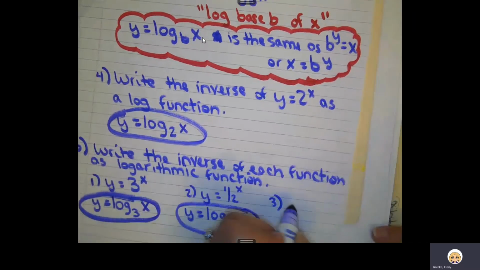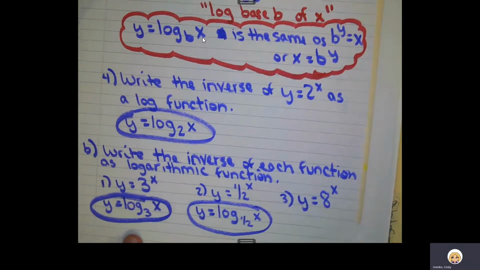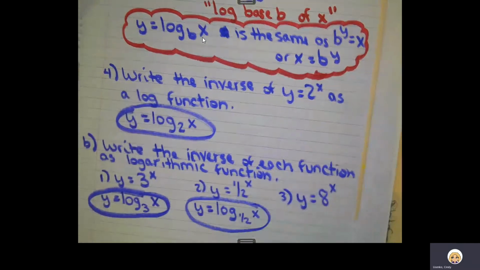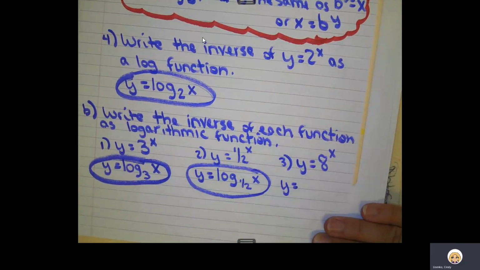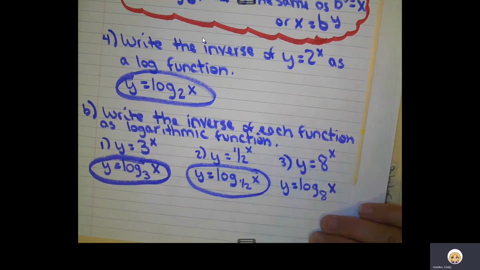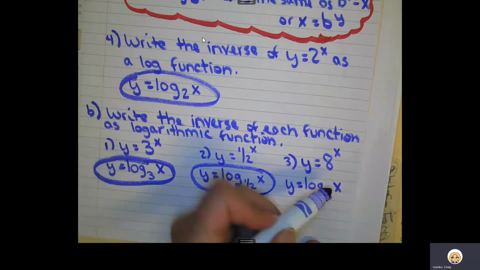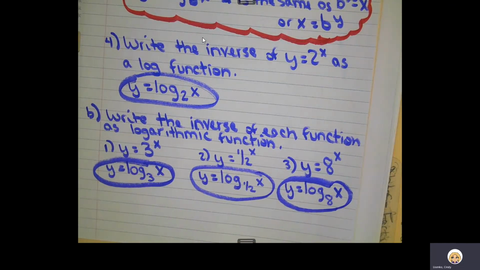Last one, y equals 8 to the x. The inverse of it, remember, would make the y an exponent, so that's why we're making it a log. How would we write that? Y equals log with a base of 8 of x. So you would say log base 8 of x. That's how you would write the inverse of a function as a log function.